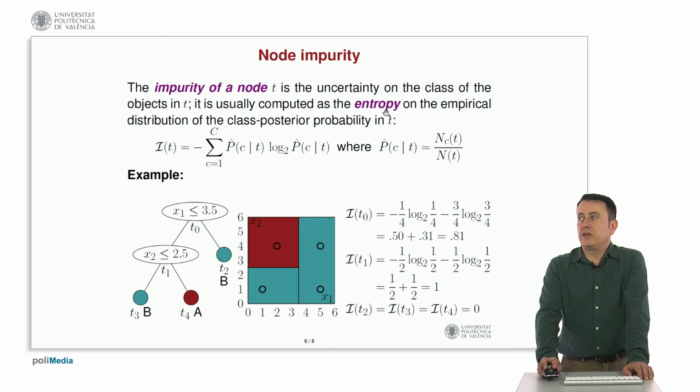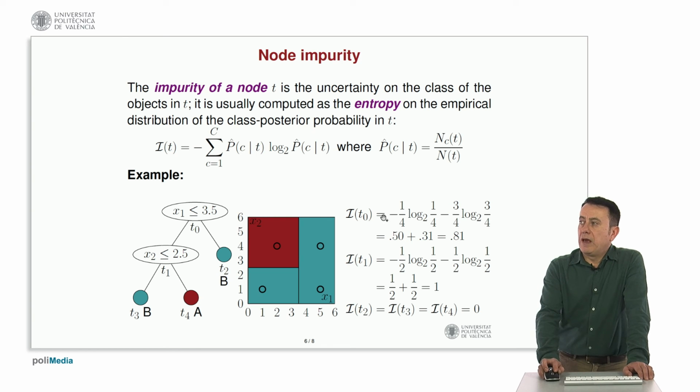And usually it is computed as the entropy of the empirical distribution of the class posterior probability in T. That is, the impurity of a node T is minus the sum over all classes of the empirical posterior probability for class C times the binary logarithm of this value, where the empirical posterior probability for class C in node T is the number of samples from class C in node T with respect to the total number of samples in node T.